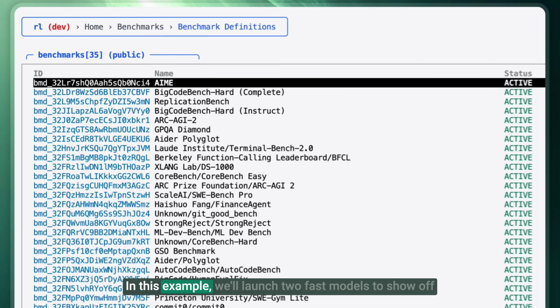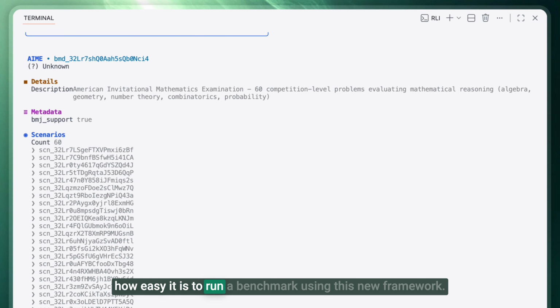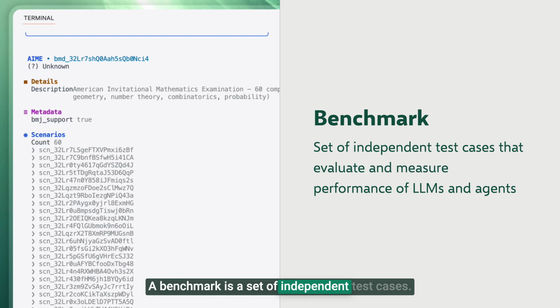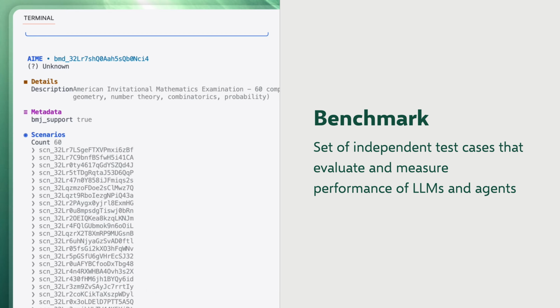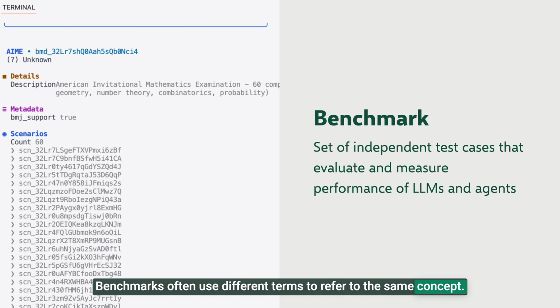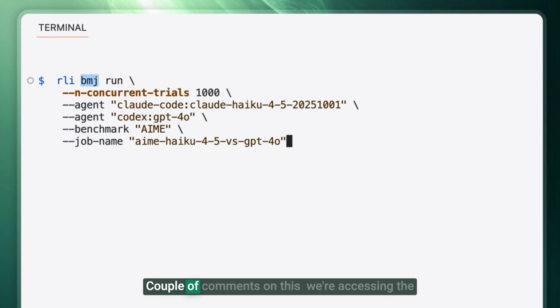In this example, we'll launch two fast models to show off how easy it is to run a benchmark using this new framework. Before we get started, a quick word on terminology. A benchmark is a set of independent test cases. Benchmarks often use different terms to refer to the same concept. In Runloop, scenarios are the generic term used for a test instance, task, or problem. Couple of comments on this.